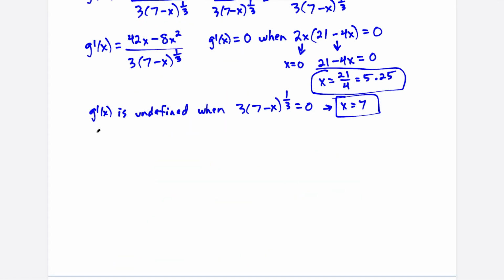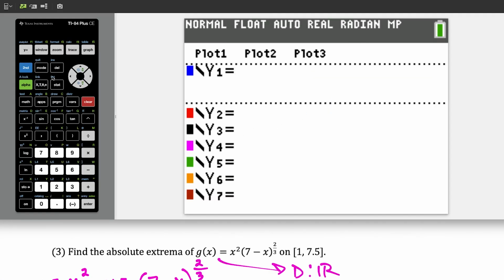So now for the next stage of this question, we're going to plug the critical points and the endpoints back into the function g of x. So the endpoints here, we're going from 1 to 7.5, and the critical points that we just found between these numbers are x equals 5.25 and x equals 7. So let's go ahead and type in g of x. We have x squared, and we're multiplying by 7 minus x, and we're raising this part here to the 2/3 power.